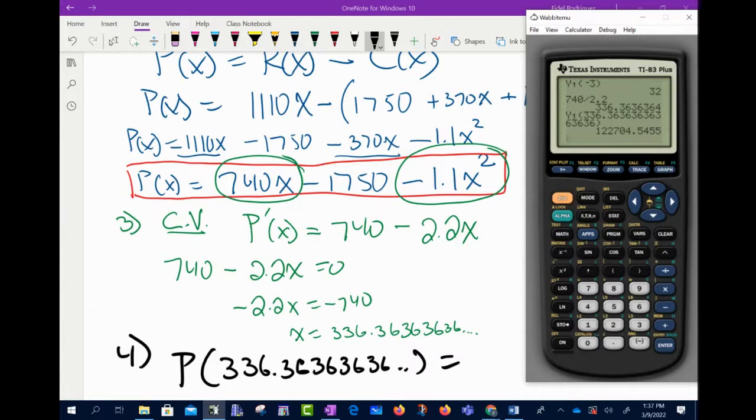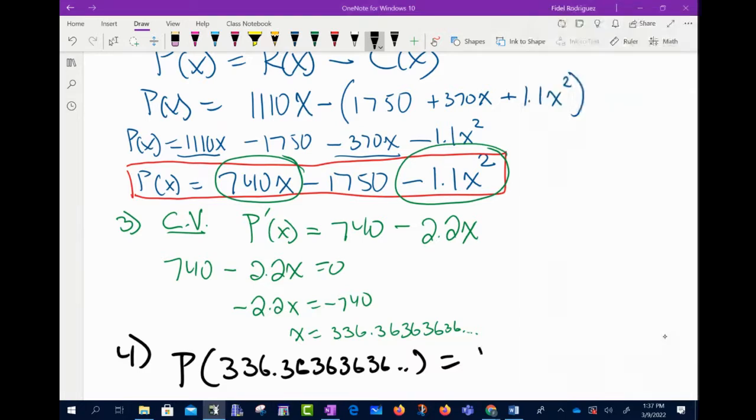Okay, guys, remember what we're finding? We're finding the maximum profit. So we're talking about cash money, aren't we? How many decimal places do you think we're going to go to? 2, right? So everybody agree $122,704.55? Okay. 122,704.55.